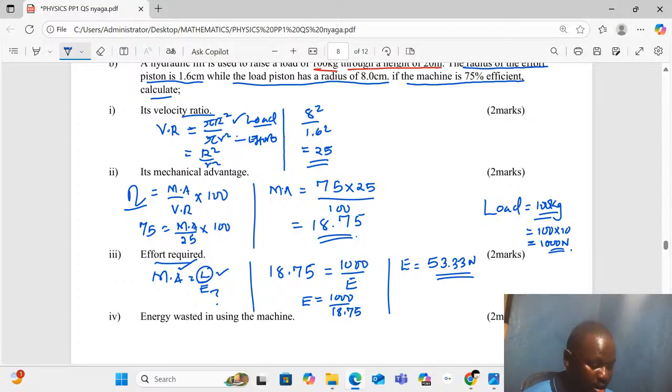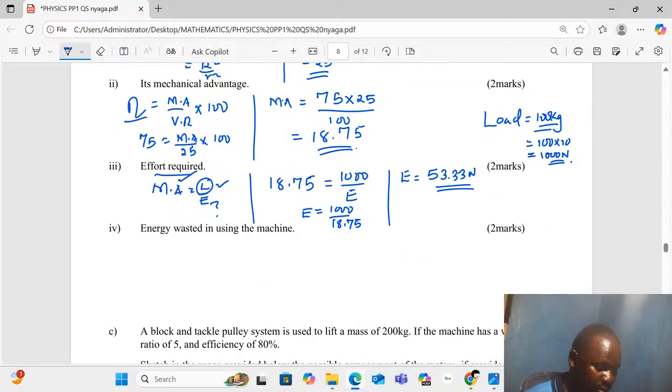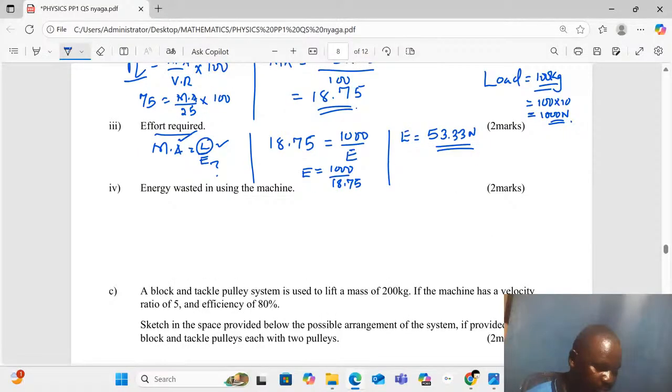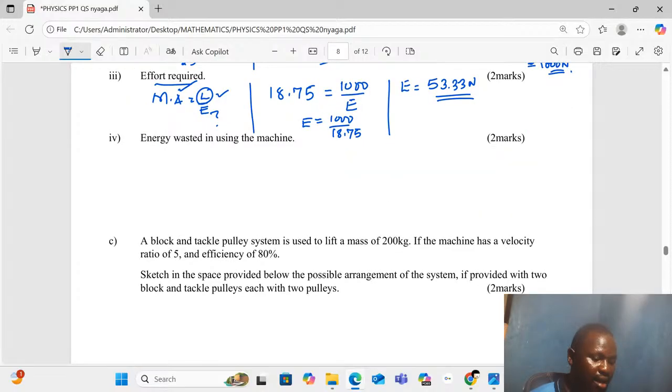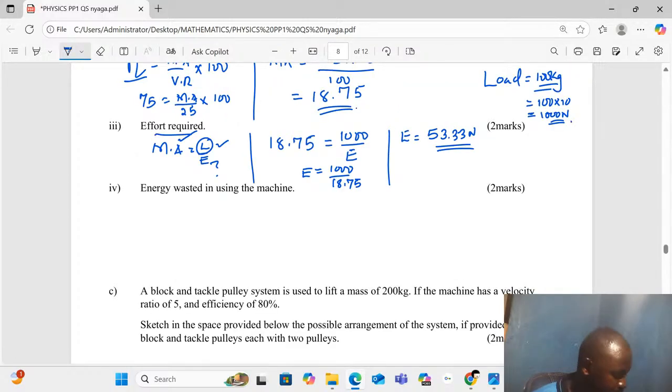Our last bit of the same question, not really the last question. You're asked about the energy wasted using the machine. You're told that it is 75% efficient, meaning that we have 25% as a waste. Therefore, we need to look at the work done.